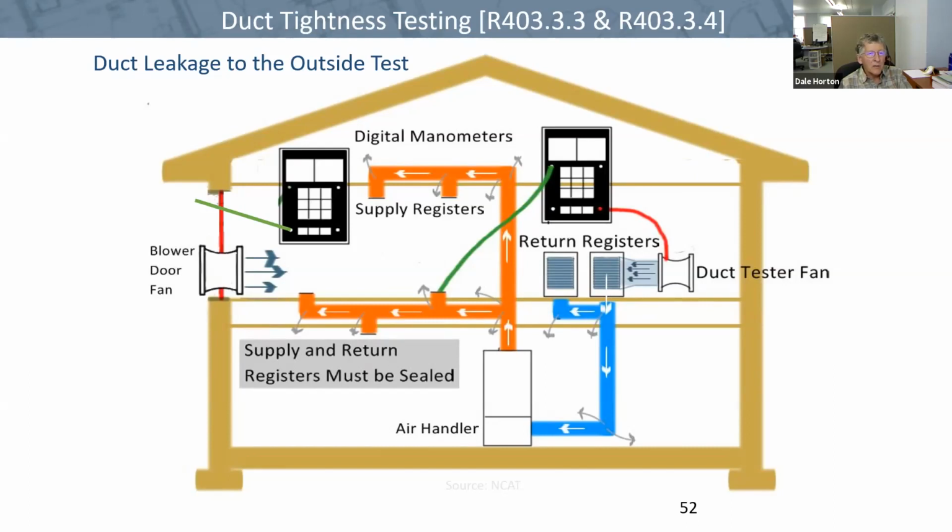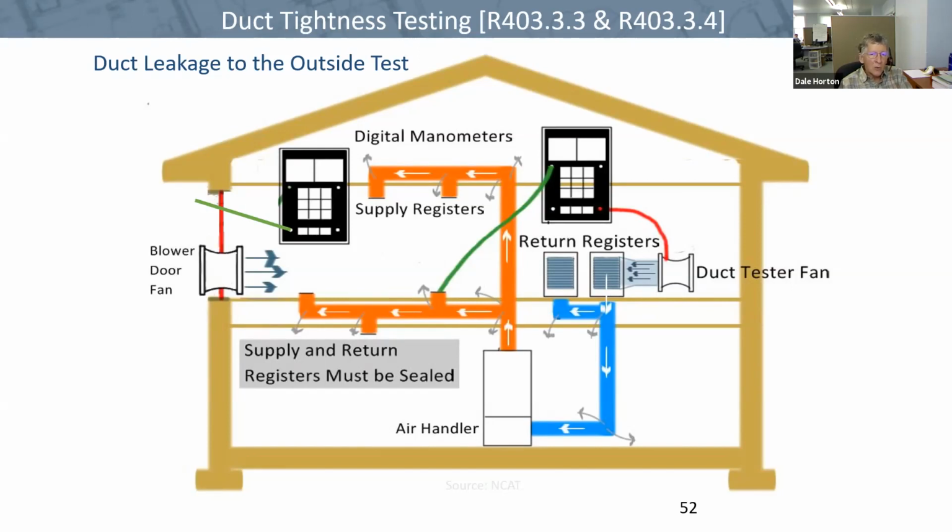You do that by using a blower door to bring the house to 25 pascals of pressure relative to outside. Then you use the duct tester fan to bring the sealed duct system also to 25 pascals relative to outside. And the amount of air necessary to bring it up to that equal pressure, so there's equal pressure both in the duct system and the house, will tell you what the leakage is to the outside.